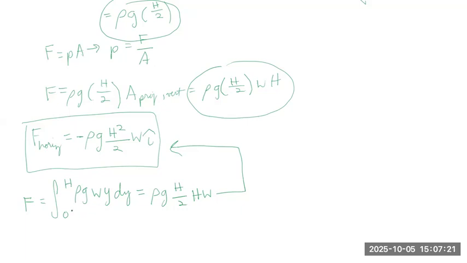So let's break it down. We have this rho g, which is the specific weight. And it is very common. It's always used in hydrostatic pressure analysis. And W is the width of the wall into the page, and Y is going to be the height of the wall.